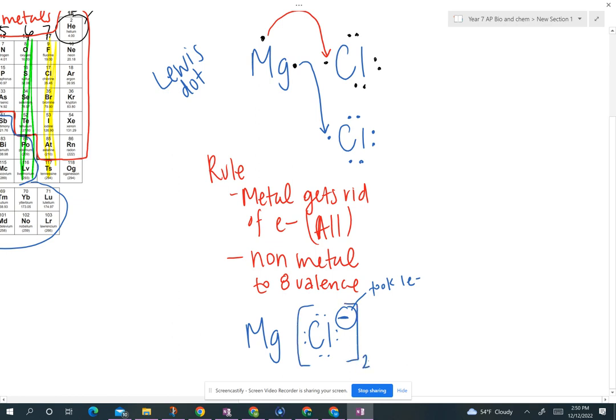And then I'm going to write this 2 at the bottom. This 2 at the bottom means that I have 2 atoms. This means 2 chlorine atoms.